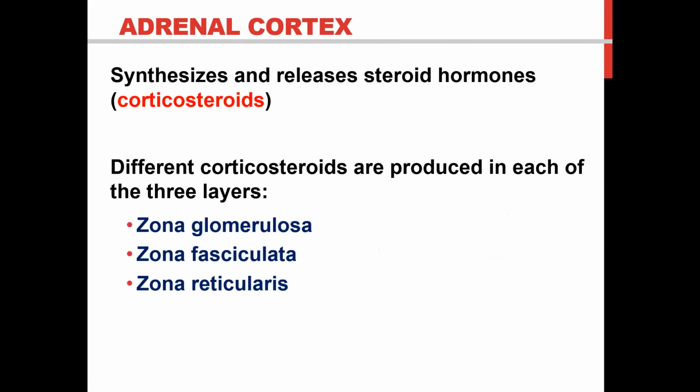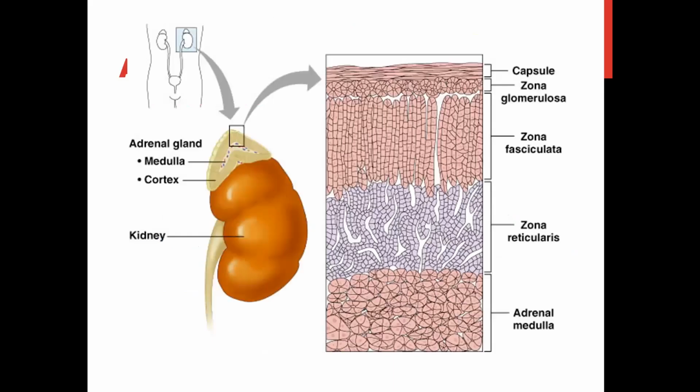Now, the cortex synthesizes and releases steroid hormones, otherwise known as corticosteroids. The different corticosteroids are produced in each of the following layers. We have three layers: the glomerulosa, fasciculata, and the reticularis. For your adrenal gland, we've already mentioned that this is composed of your cortex and the medulla. The cortex is composed of the following three layers.